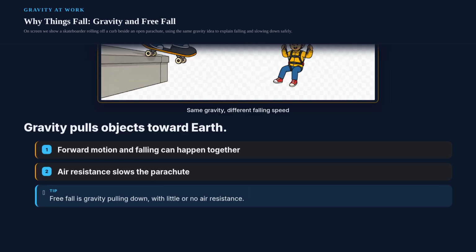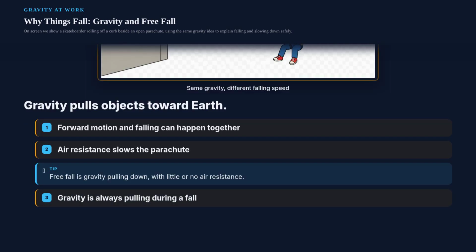Here is the big idea: free fall means gravity is the main force pulling an object down. In real life, air can also push back and change how fast it falls. So when you jump, drop, or roll off a step, gravity is always there. The exact speed depends on the object and the air around it.